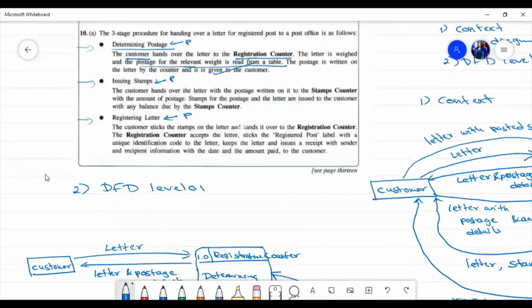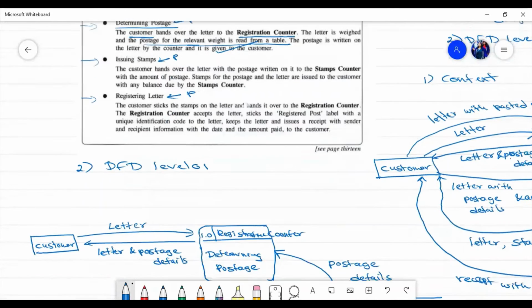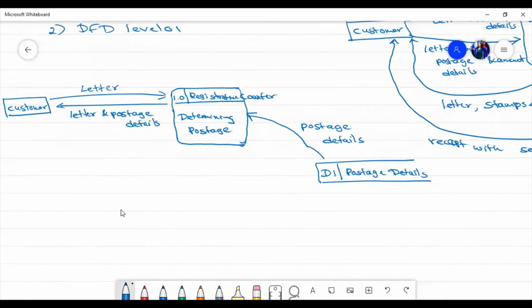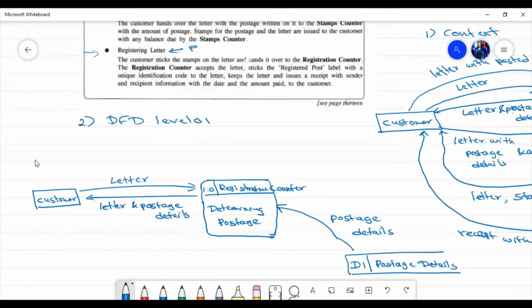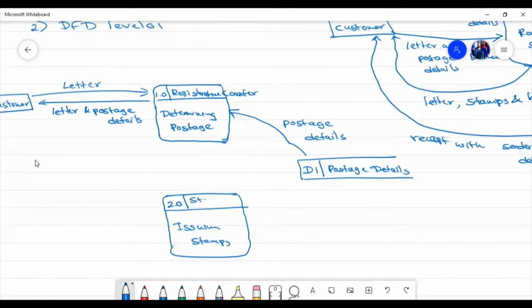This is okay now. We can move to the next one, issuing stamps. I'm going to have the identification number as 2.0, and this is issuing stamps. And at which counter is this happening? The stamps counter. So I can put stamps counter.